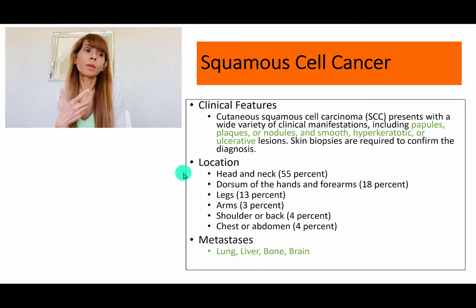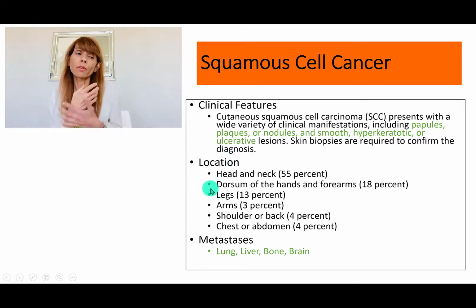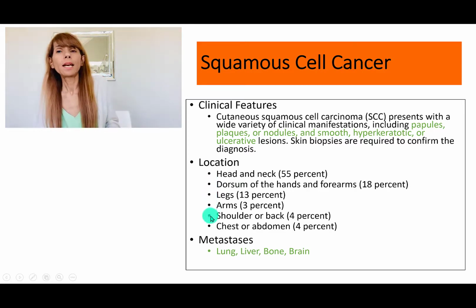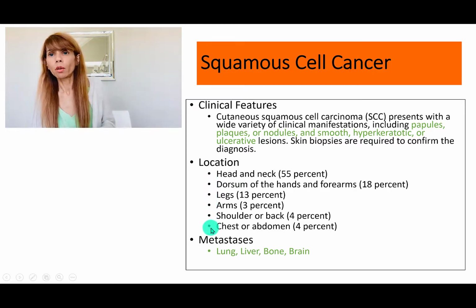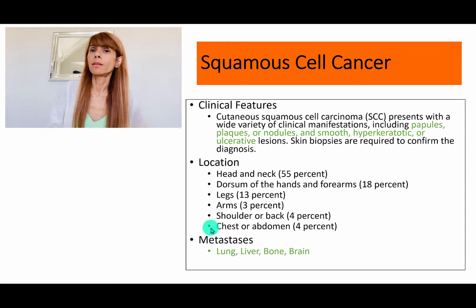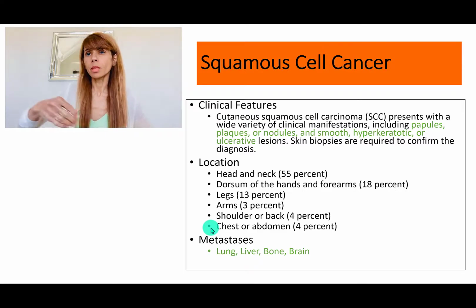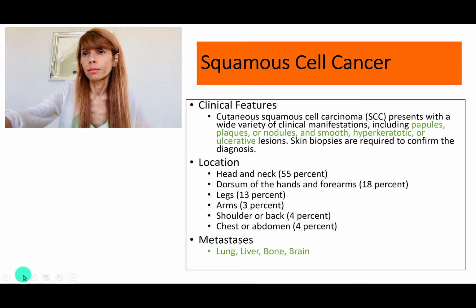Additional features could include papules, plaques, nodules, and there may be hyperkeratotic lesions. The location, first and foremost, is going to be the head and neck area because that's exposed to the sun a lot. Then hands, dorsum of the hand and forearms, legs, and then additional body parts can be involved too. And these cancers are going to metastasize to brain, bone, lung, and liver. So just remember those 4 organs.